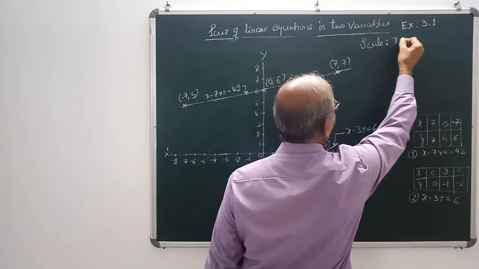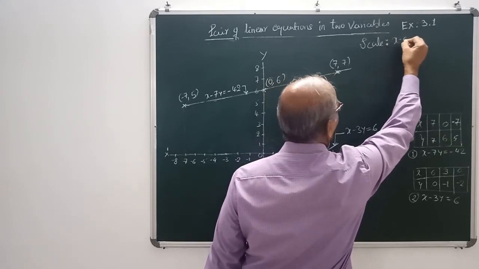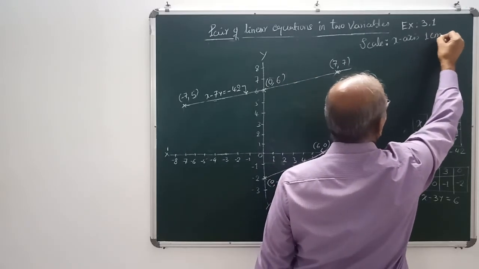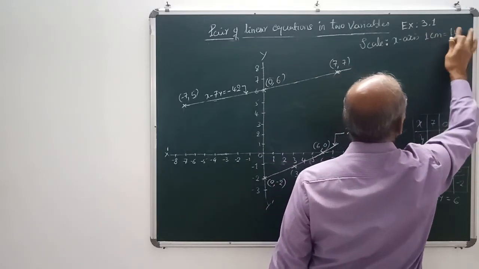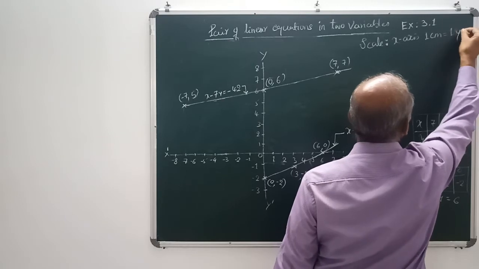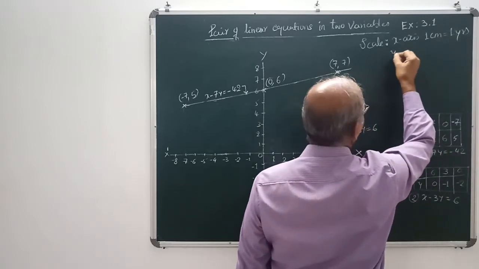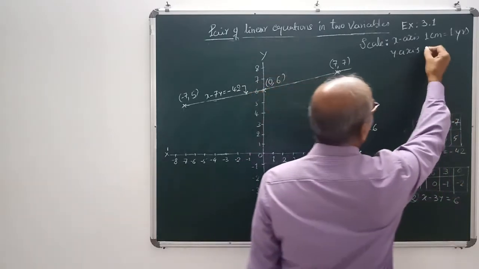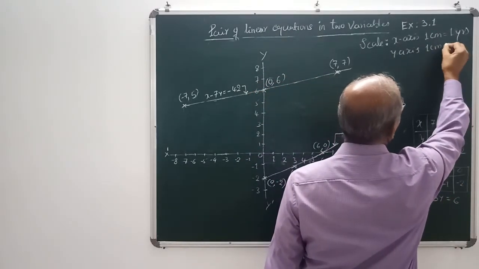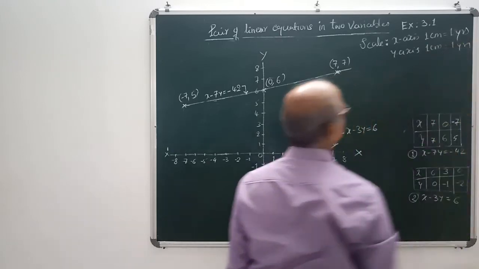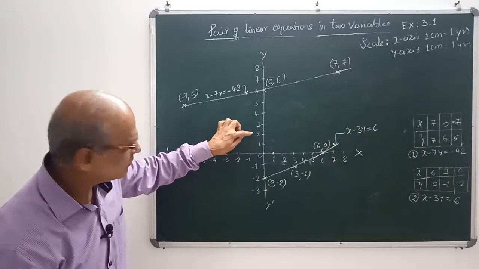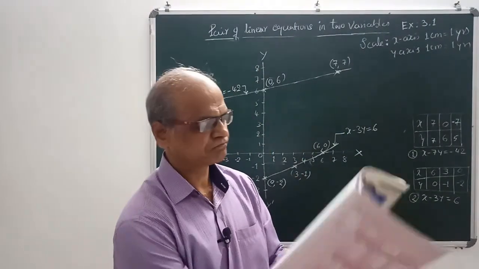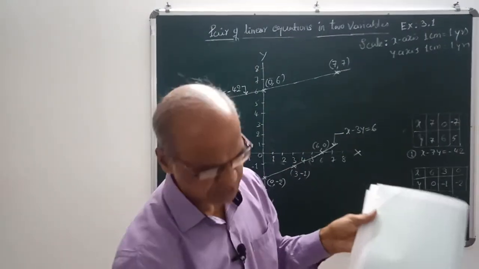Lastly, you should not forget to write the scale. What is the scale on the x-axis? 1 centimeter is equal to 1 unit, or 1 year you can say. And on the y-axis, what does 1 year indicate? Age. 1 centimeter is equal to 1 year. You see in the graph, I told you here, 1 centimeter means this part.